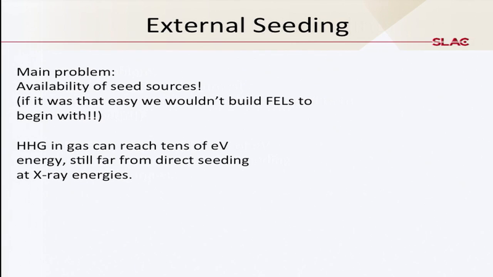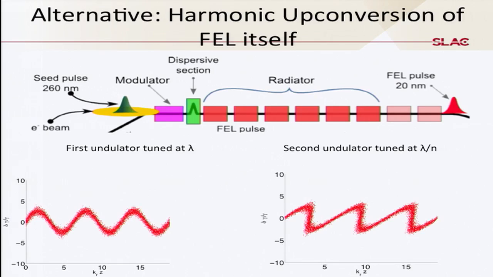We're expecting new results. So the first thing you can do to extend your seeding range is called HGHG, high gain harmonic generation. And essentially what you're doing is you're upconverting the FEL itself, right? So you start with some seed. In this case, this is from the FERMI FEL in Trieste, right?